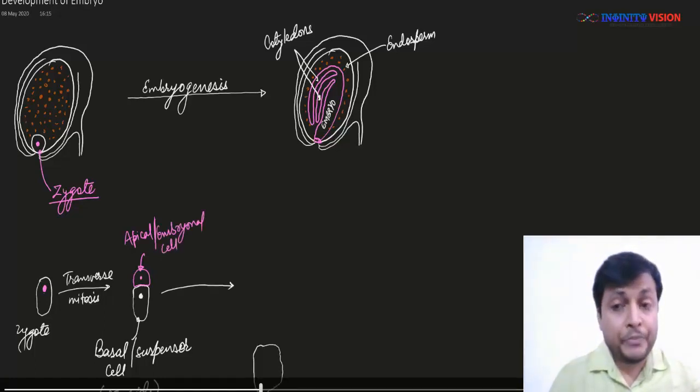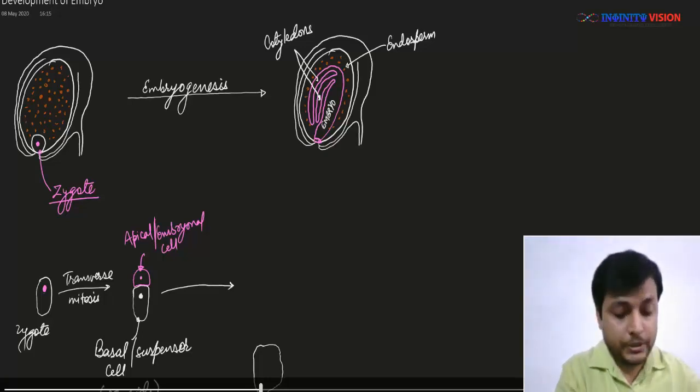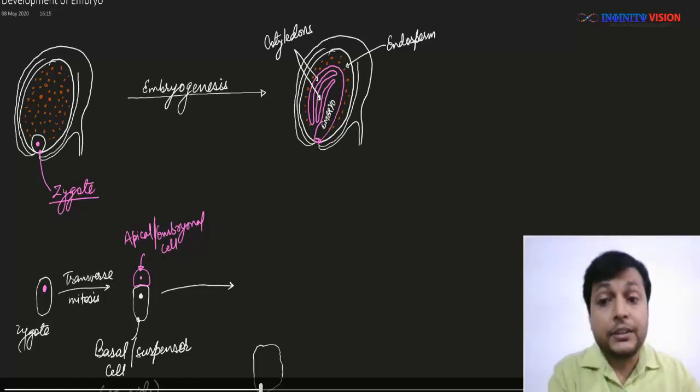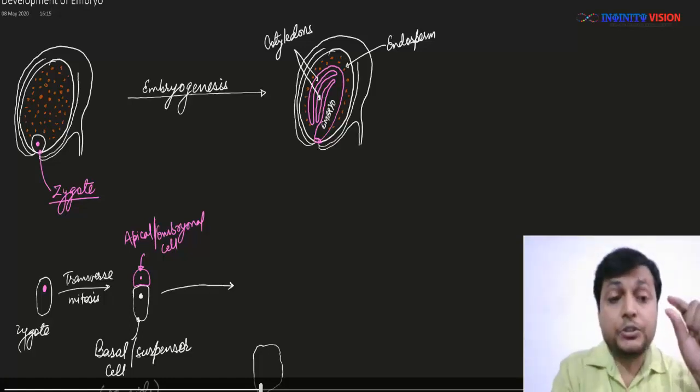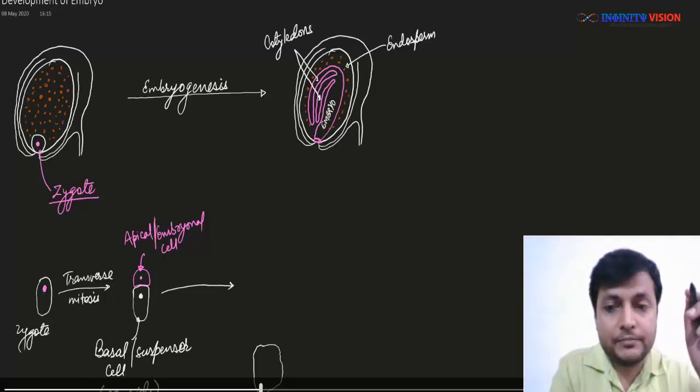Now there is a third name, it is also known as the terminal cell. Apical or terminal or embryonal cell. Now why are we calling it the embryonal cell? Because this particular cell is going to make the whole embryo. So see, the embryo has mainly two parts.